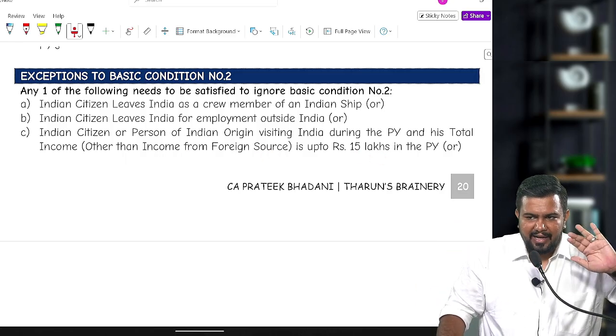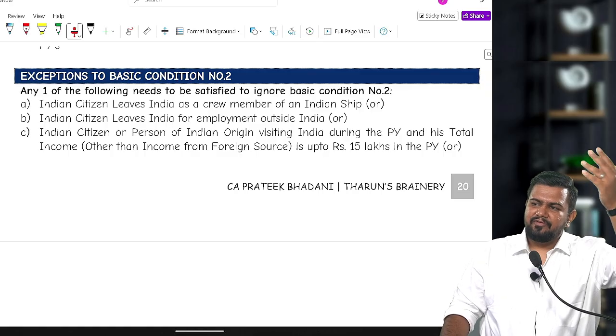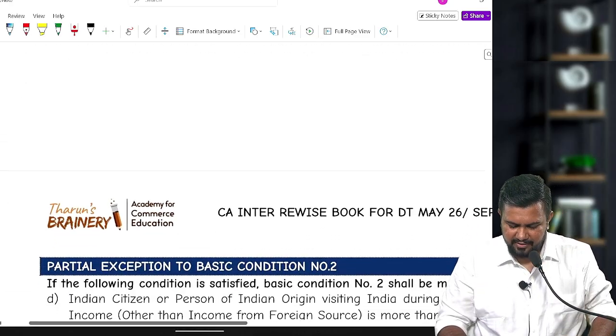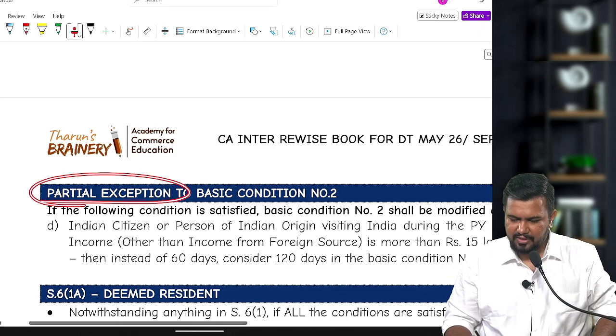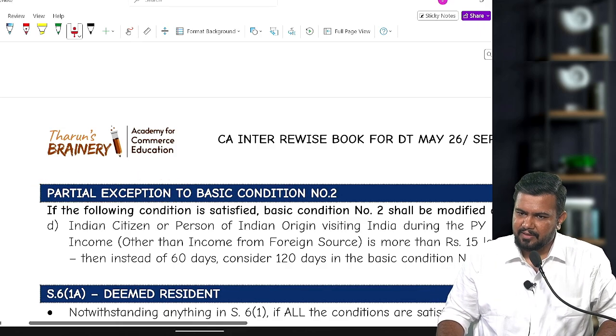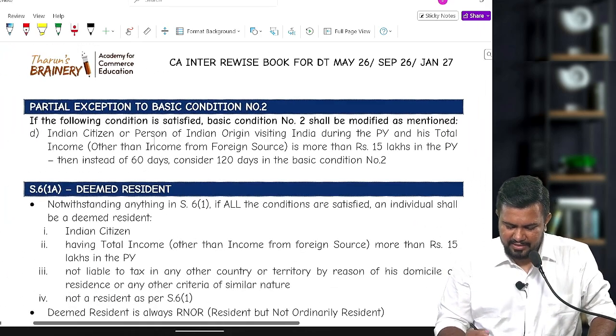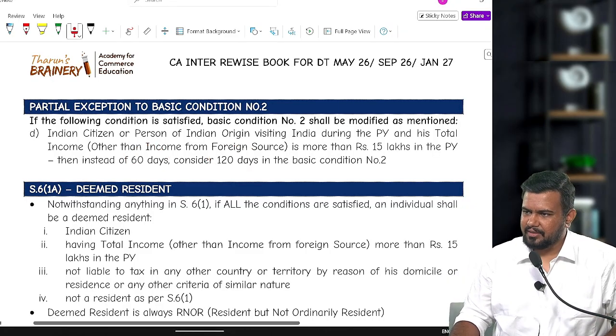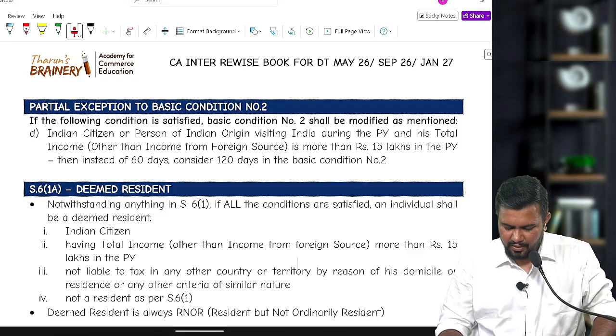But if income other than income from foreign source is more than 15 lakhs, then they are not covered under full exception. They will be covered under partial exception. Partial exception means what? Instead of 60, you take 120 as the condition.